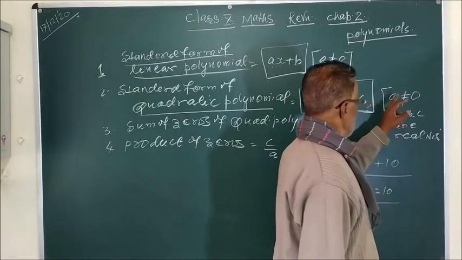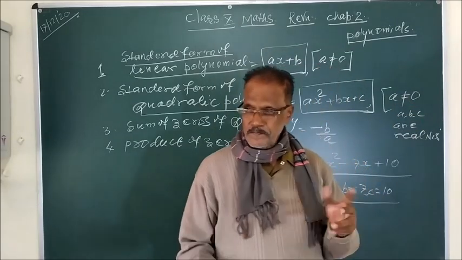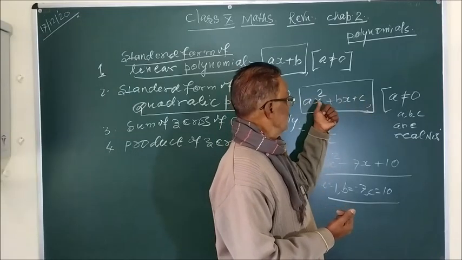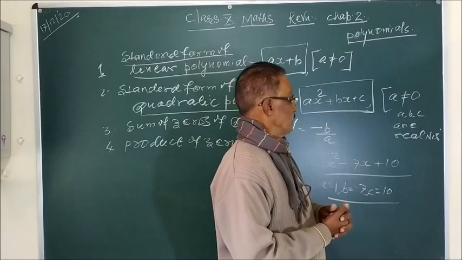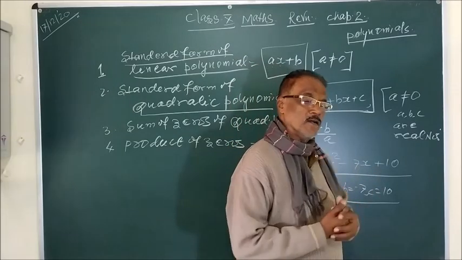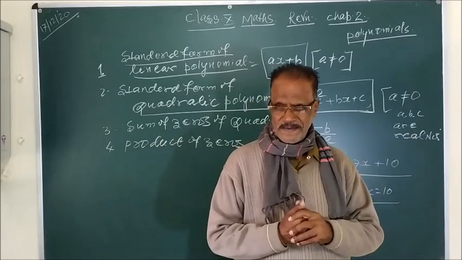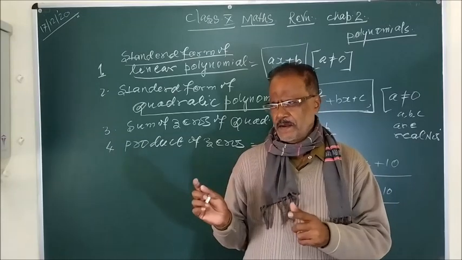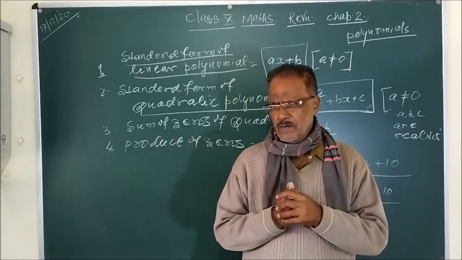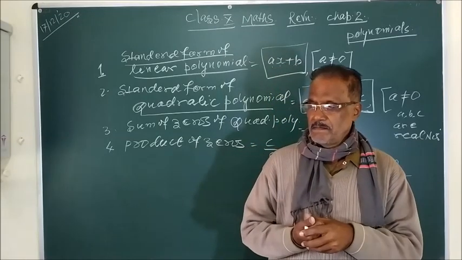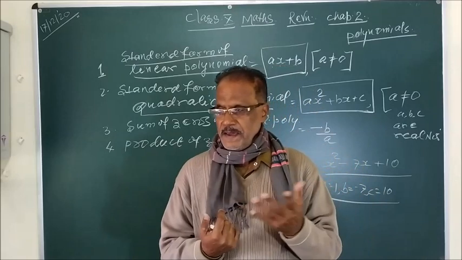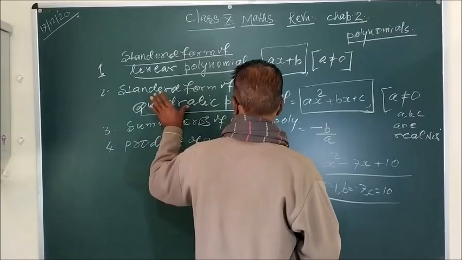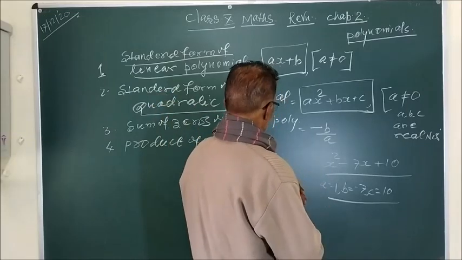And one condition is also there: a should not be equal to 0. If you see here, if a is equal to 0, then this term will be 0, and therefore this cannot be called a quadratic polynomial. Two conditions: a should not be equal to 0, and a, b and c are real numbers. Real numbers, you know, rational and irrational. In common we say they are real numbers. So we will concentrate on quadratic polynomials in this chapter.